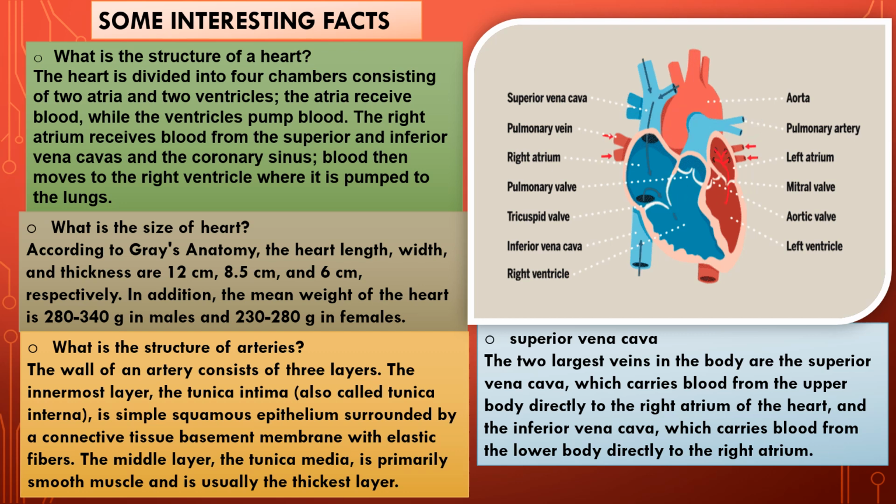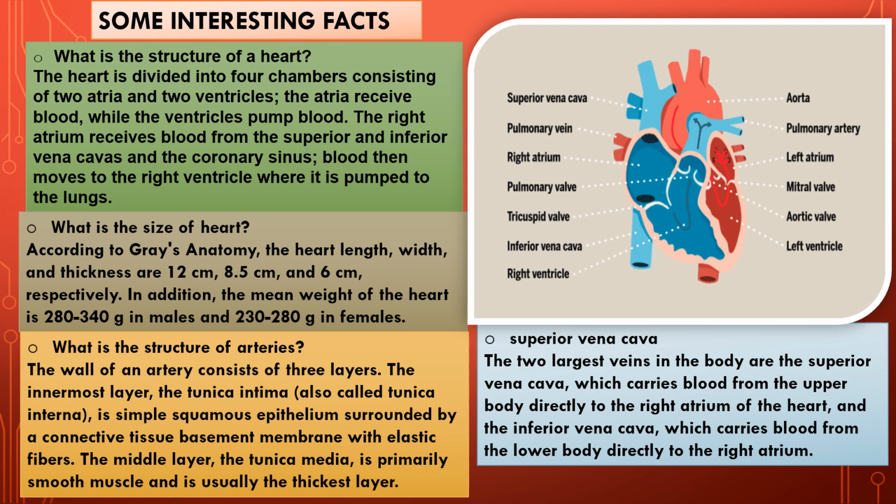Now, what is the structure of a heart? The heart is divided into four chambers consisting of two atria and two ventricles. The atria receive blood while the ventricles pump blood. The right atrium receives blood from the superior and inferior vena cavas and the coronary sinus. Blood then moves to the right ventricle where it is pumped to the lungs.